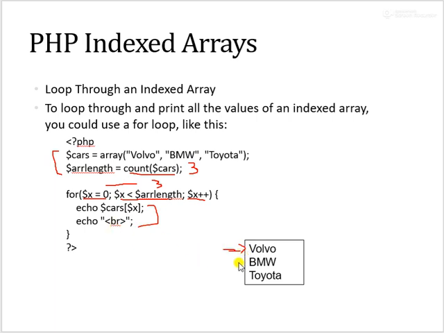br will take you to the next line, and then x++ will make x equal to 1. Then it will check 1 is less than 3, yes, so cars[1], then BMW. Then x++, x will become 2, and then it will check 2 is less than 3, true, cars[2], this Toyota will display on screen, and then x++, x becomes 3, 3 is less than 3, false, and the loop finishes.